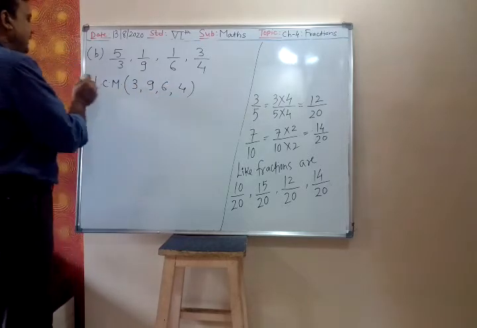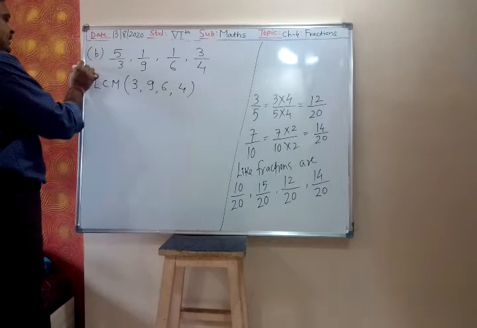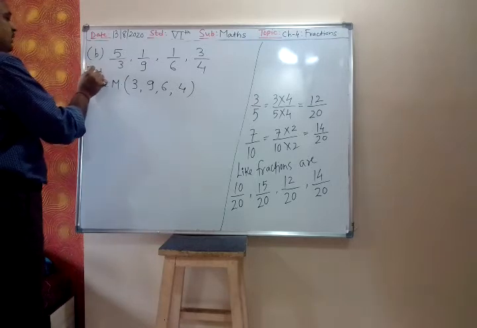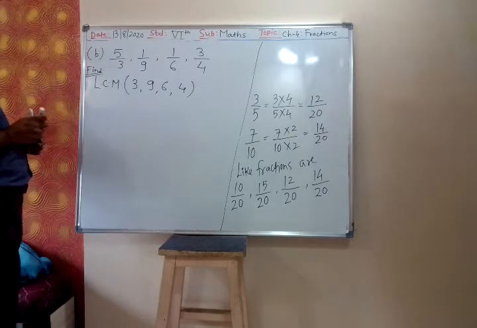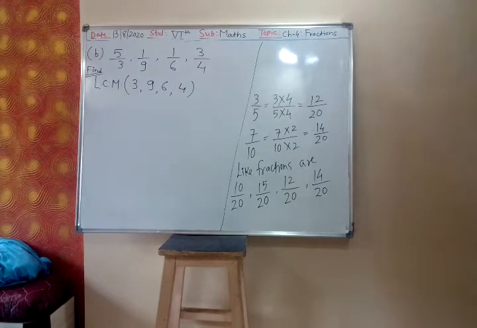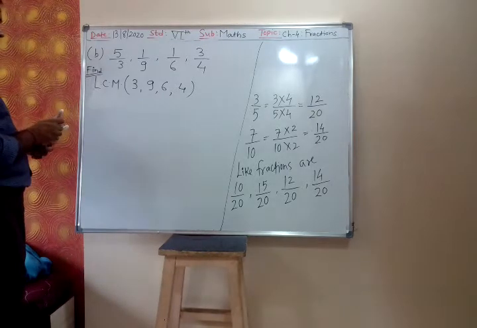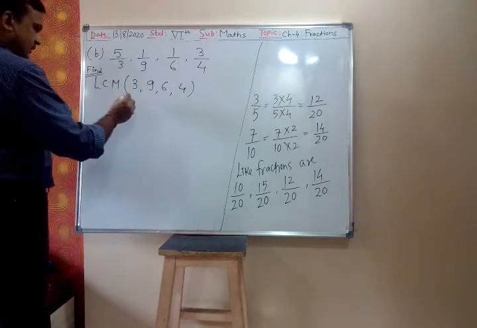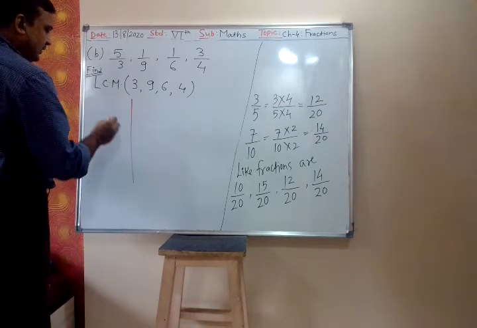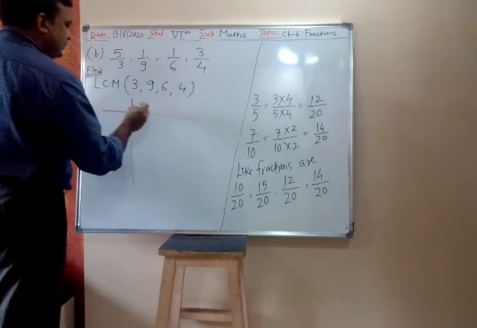We find the LCM of 3, 9, 6, 4. So by using the division method we find the LCM of 3, 9, 6, 4.